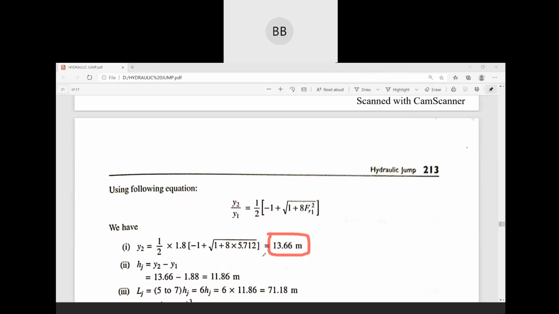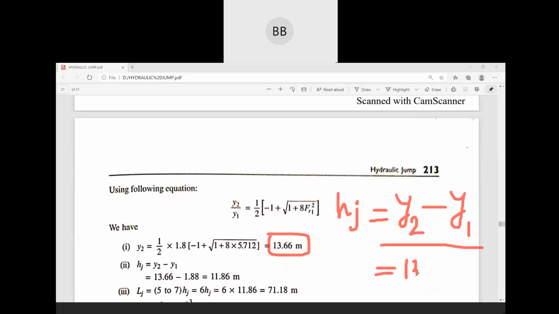Okay. So next we need to find out the height of the jump. The height of the jump is nothing but the difference between the depths. So y2 is the depth after the jump, and y1 is the depth before the jump. If we subtract, we will get the height of the jump. So y2 value is 13.66 minus y1 value is 1.8. So you're going to get around 11.86 meter.